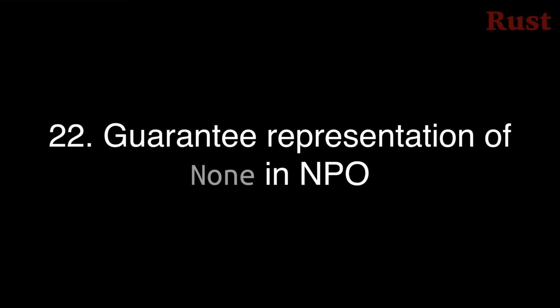Number 22. The representation of the none variant of the option enum is now guaranteed to be 0 under certain circumstances for null pointer optimization. Under those circumstances, it is safe to transmute a 0 value into a none variant. See the representation section of the option documentation for more details on those circumstances. A link is in the description below.